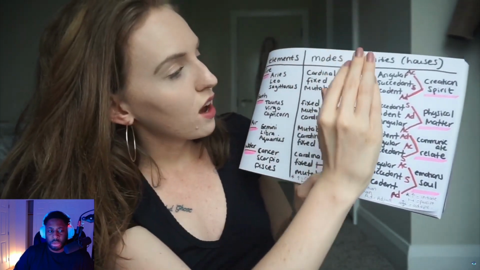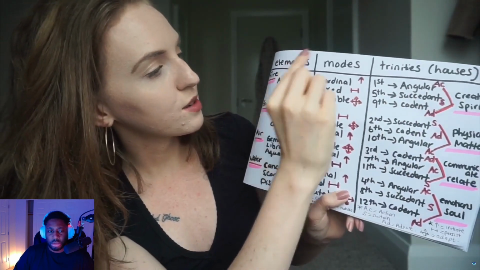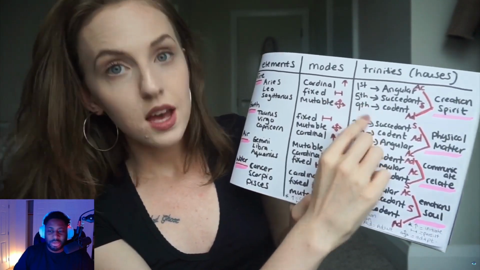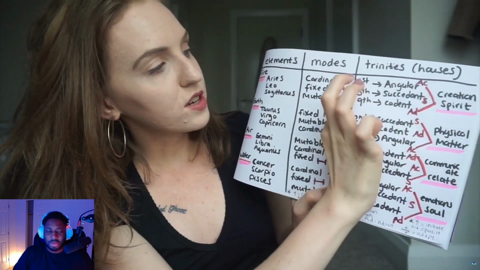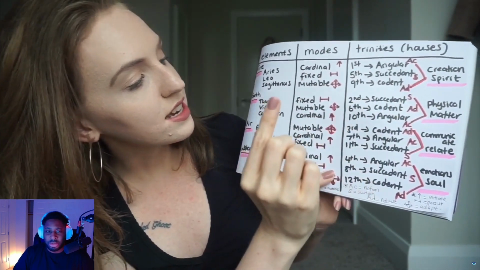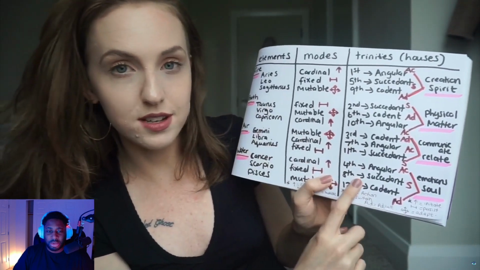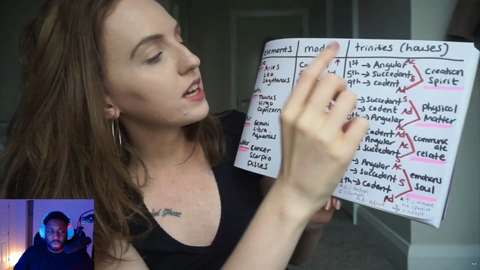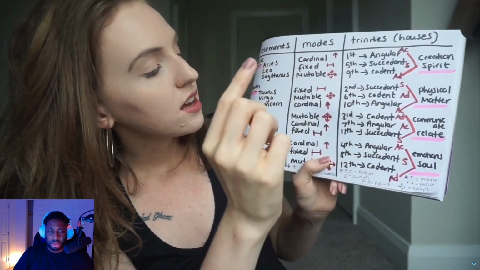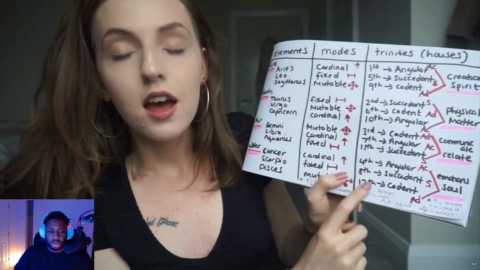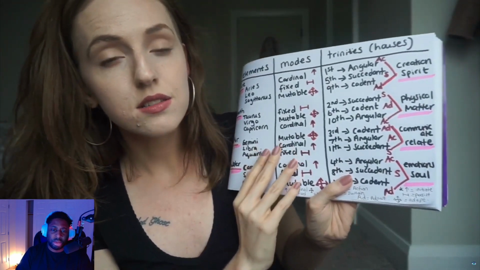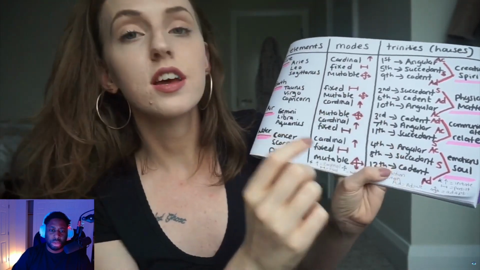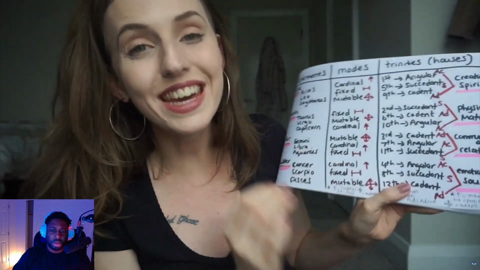And then we move on to the houses. So we have Aries that rules the 1st house, Leo rules the 5th house, Sagittarius rules the 9th house. But then even the houses, the 1st, the 10th, the 7th, and the 4th houses, they are all angular houses, okay? Then the 5th, the 2nd, the 11th, and the 8th, they are all succedent houses. So you write that in. And then the 9th, the 6th, the 3rd, and the 12th, they're all cadent houses.